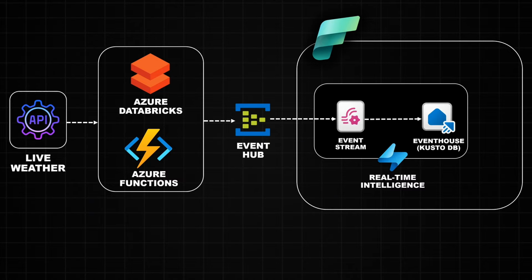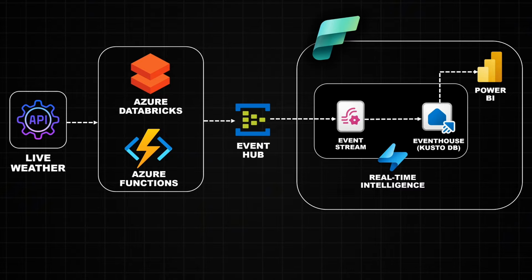Okay, now let's move on to the next step in this architecture. Once the data is loaded into Kusto DB, we can build an interactive weather report using Power BI. This report will be a real-time dashboard that updates automatically with the latest weather data.